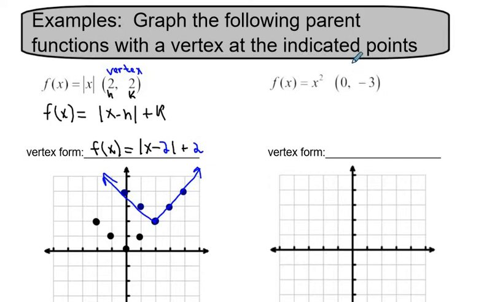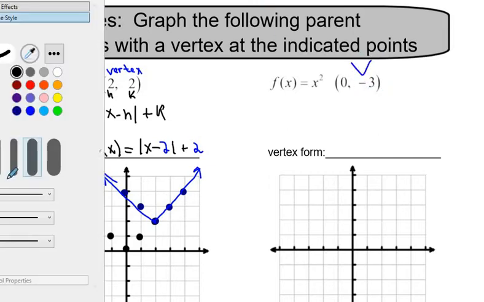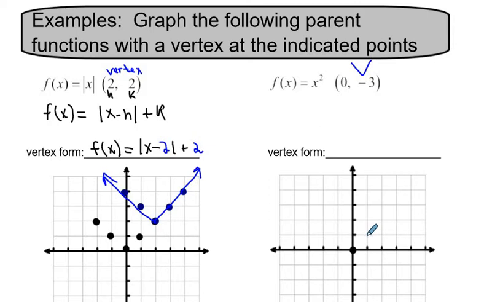The next one's vertex right here is (0, negative 3). And so what we want to do is take the parent function of the quadratic, which is (0, 0), the square of 1 is 1, the square of negative 1 is 1. If I square negative 2, I get 4. And if I square 2, I get 4.